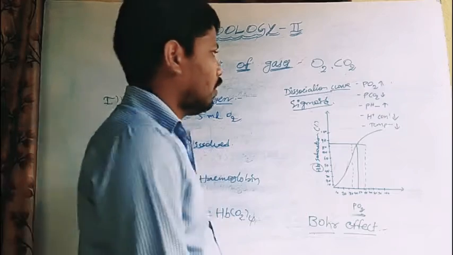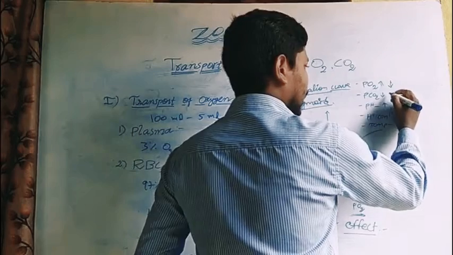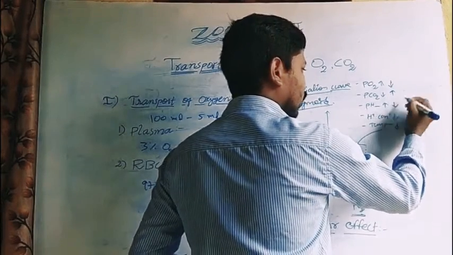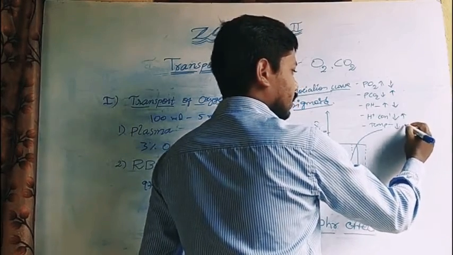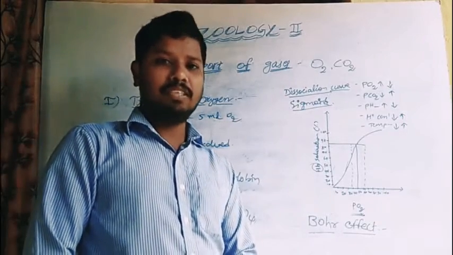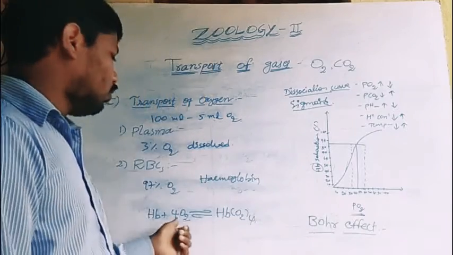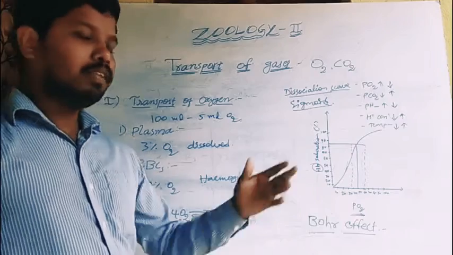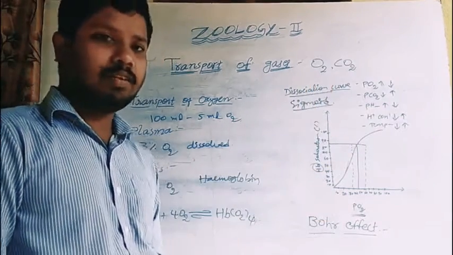When partial pressure of oxygen is low, partial pressure of carbon dioxide is high, pH levels are low, concentration of hydrogen ions is high, and the temperature is high, these conditions are favorable to dissociation of oxyhemoglobin into hemoglobin and oxygen. This phenomenon is explained by the dissociation curve.